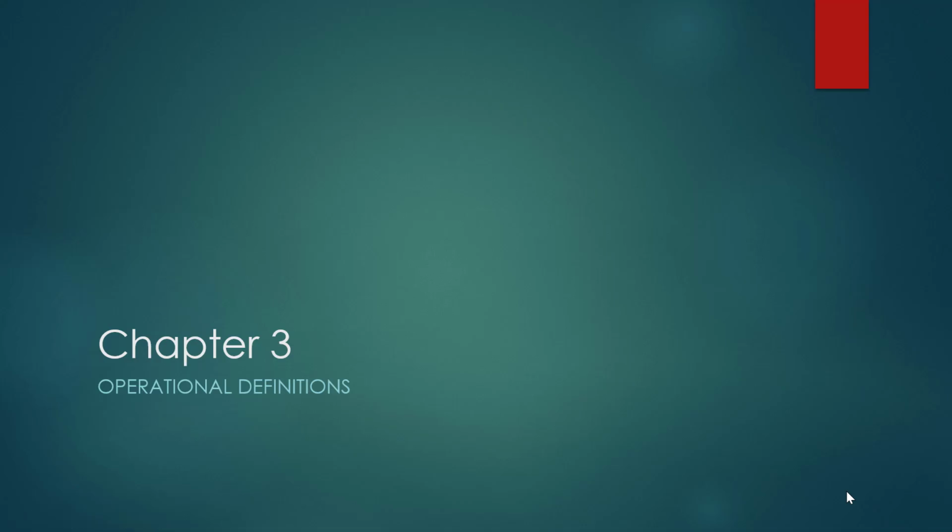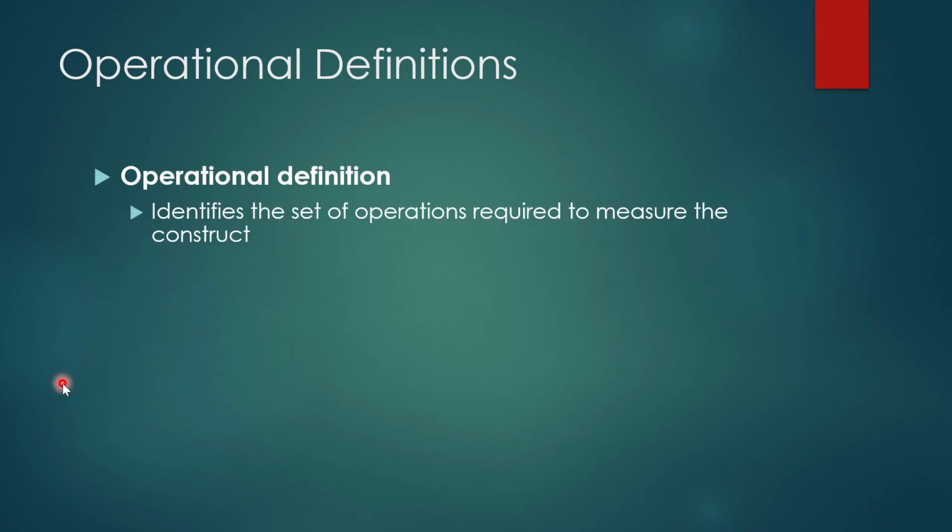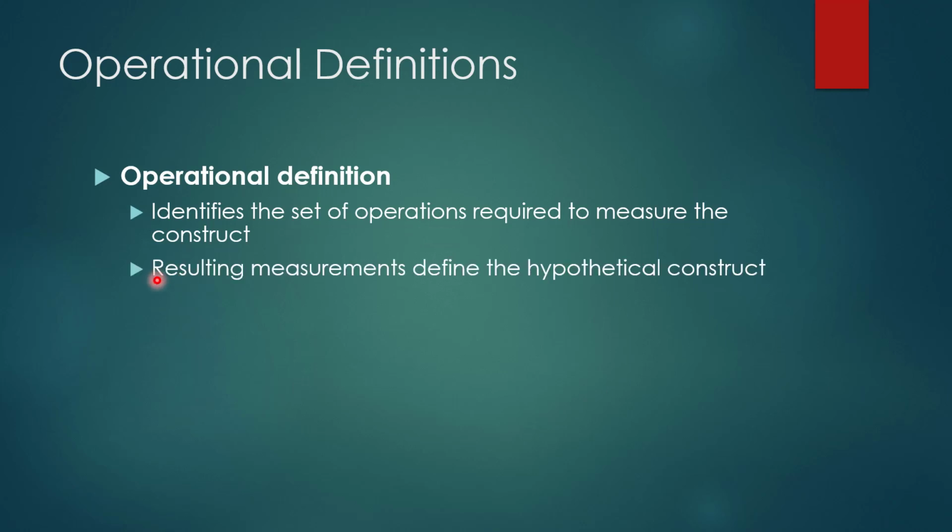In this video, we'll discuss operational definitions. So in the previous video, we talked about variables and how sometimes we had to develop a construct for those. And that construct needed a very precise definition. So we call that precise definition an operational definition. That operational definition is going to define or identify the set of operations that are required to measure the construct.